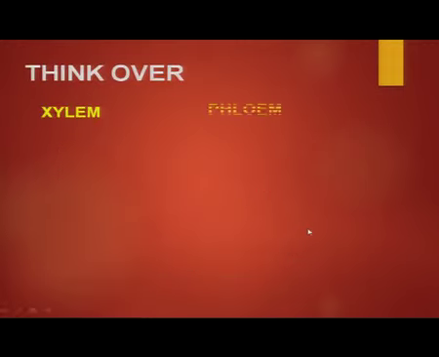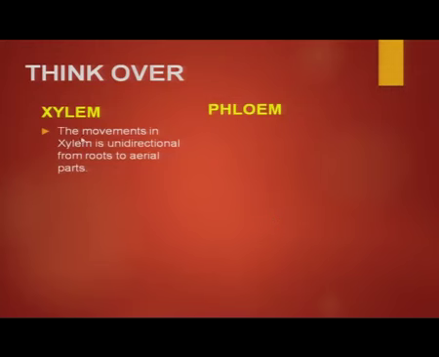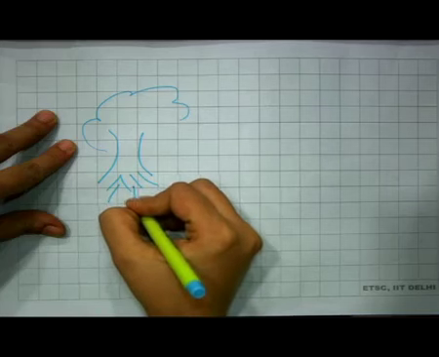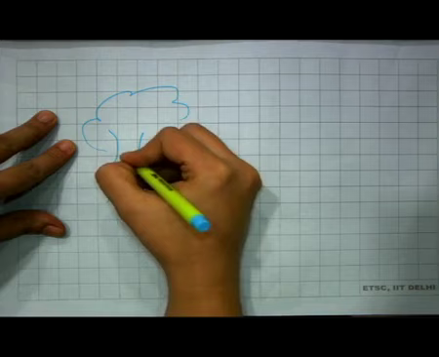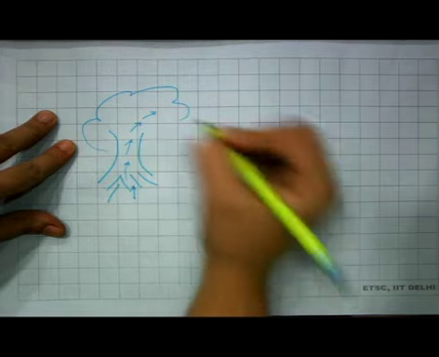Then you were asked to differentiate between xylem and phloem. From the discussions in session 1, you must have been able to write down many differences. Let us discuss a few of them. Firstly, the movement in xylem is unidirectional from roots to aerial parts, but the movement in phloem is bidirectional. We all know that in a plant, a tree or herb or shrub, any plant, the roots absorb water and minerals, and through xylem it is taken to the other aerial parts of the plant.